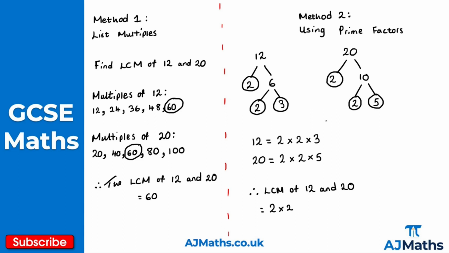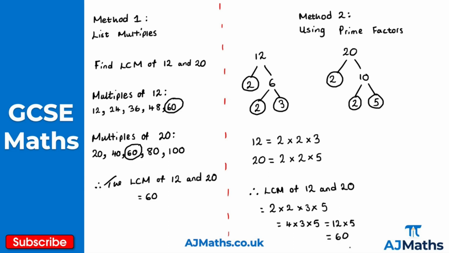And then for this final column here of 3 and 5, well, obviously that's not the same in both lists here. We take both of those. So it's going to be 2 times 2 times the 3 here and times it by the 5 as well. Okay. Well, 2 times 2 is 4. Then we times that by 3. So 4 times by 3 times by 5. Well, 4 times 3 is 12. I get 12 times by 5. And 12 times by 5 would give us 60 there.